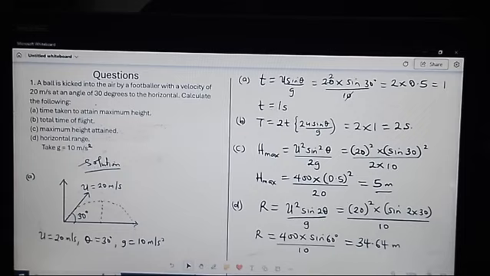So we're going to look at question 2, which borders on an object that is projected from a height. So the next slide will take care of that question.